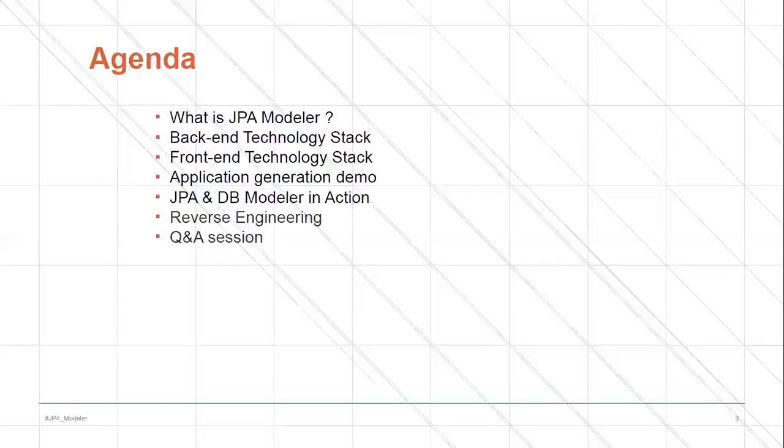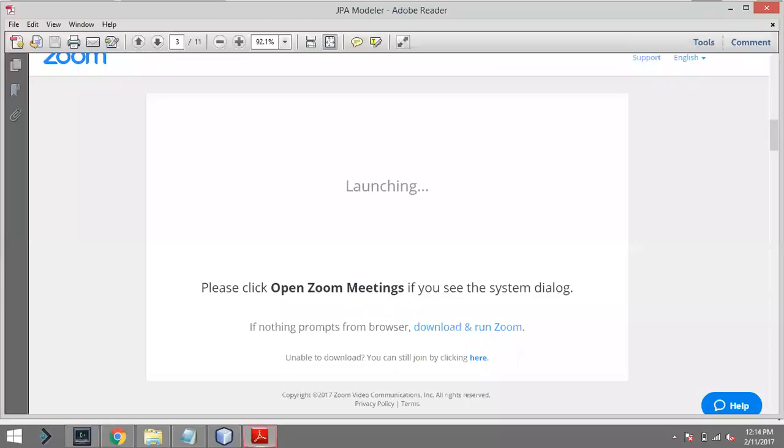So the agenda is, first I will demonstrate the JPA Modeler basic uses, and then the technology stack supported by it, the front end and the back end technology. And then I will demonstrate the DB modeler and the reverse engineering tool. I will first show you the installation step of it.